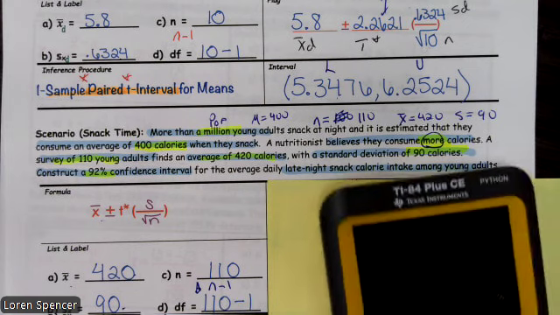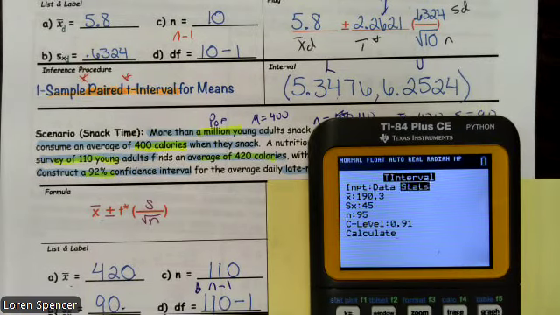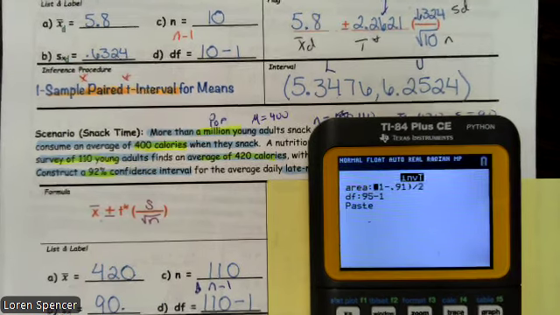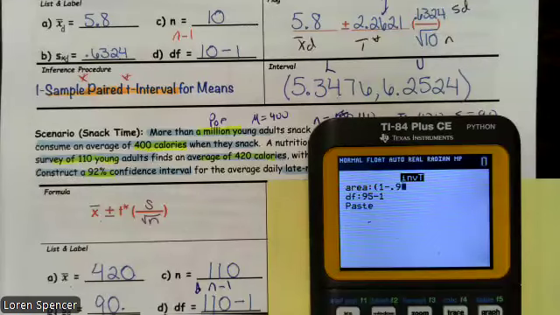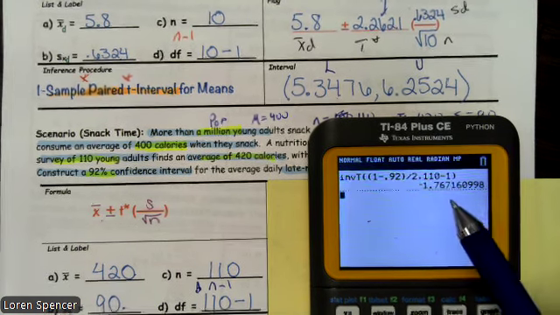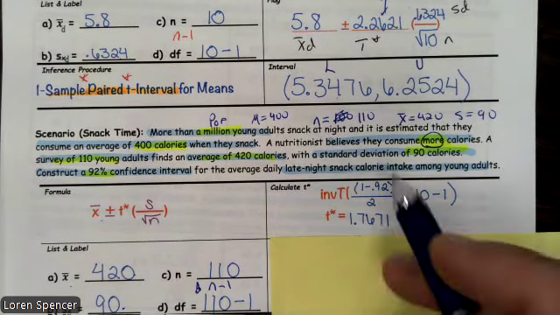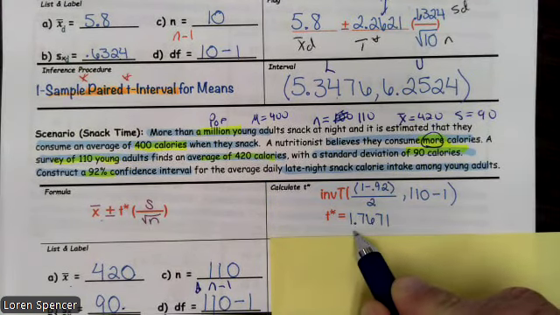We need to calculate our t star. To do that, we go 2nd, Vars, inverse T, parenthesis 1 minus 0.92, because they wanted a 92%, divided by 2, and our degrees of freedom is 110 minus 1. We end up getting 1.76, which is what we have here. Make sure it's always positive.